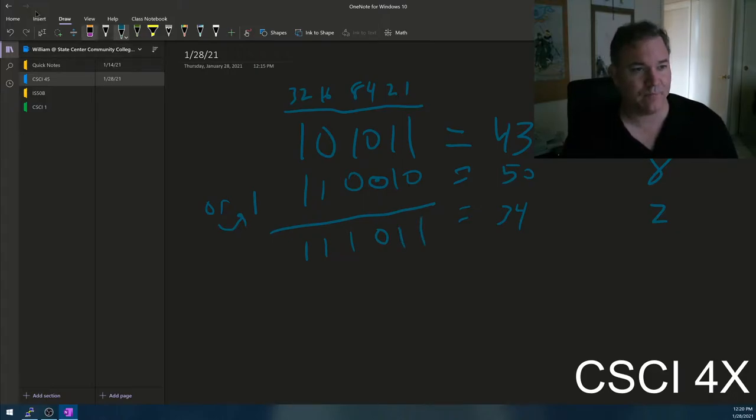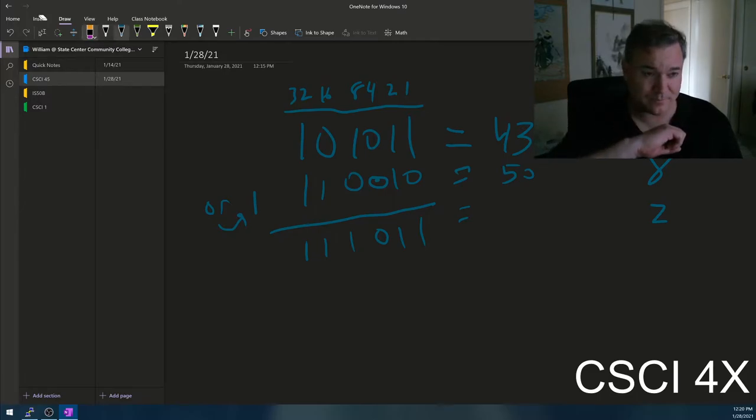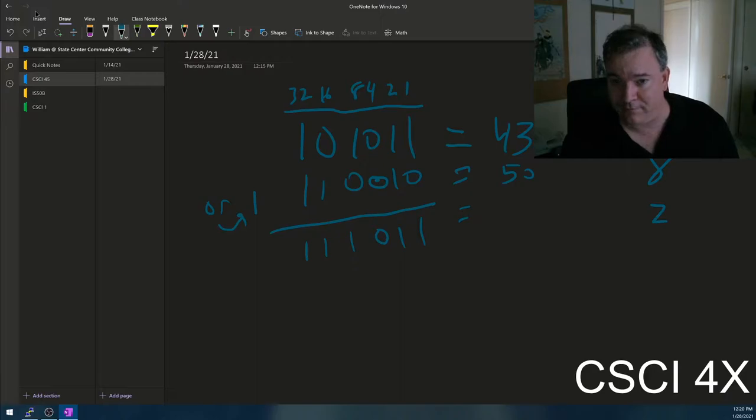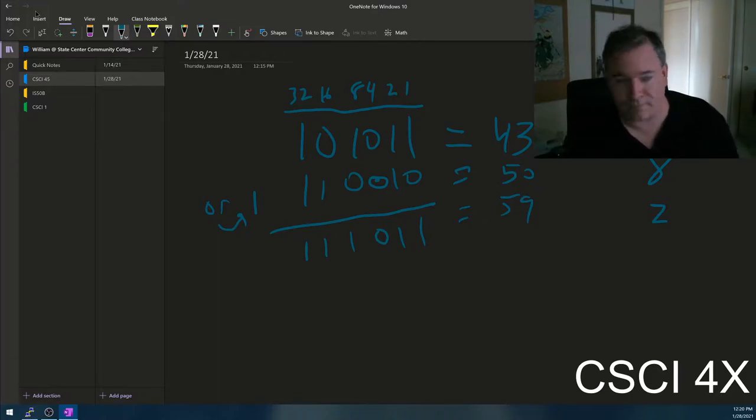And so, again, if you think about these things in terms of base 10, you're going to be baffled, right? So this is 48. 48 plus 8 is 56. 56 plus 3 is 59. So 43 bitwise ORed with 50 is 59. Like, you're just going to be like, I don't see any pattern here, right?